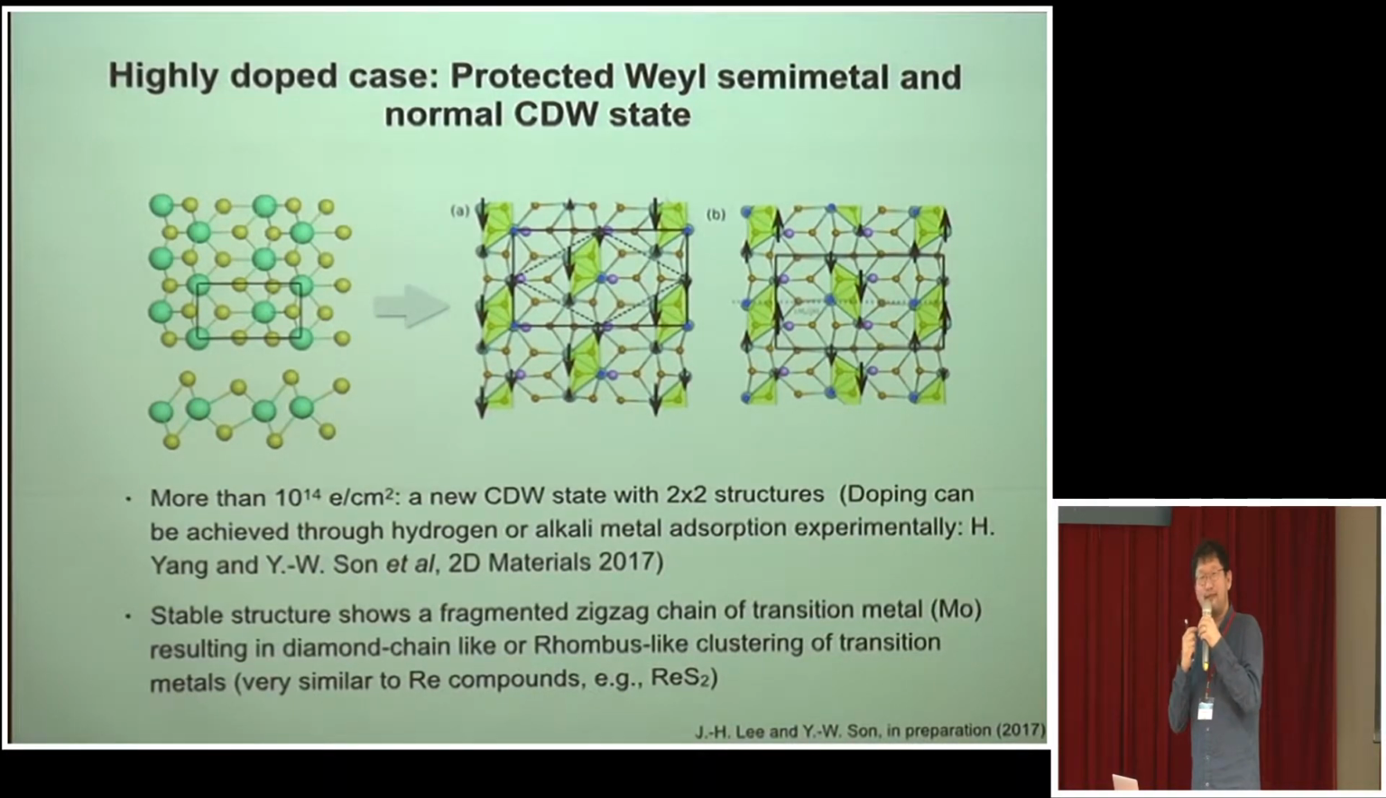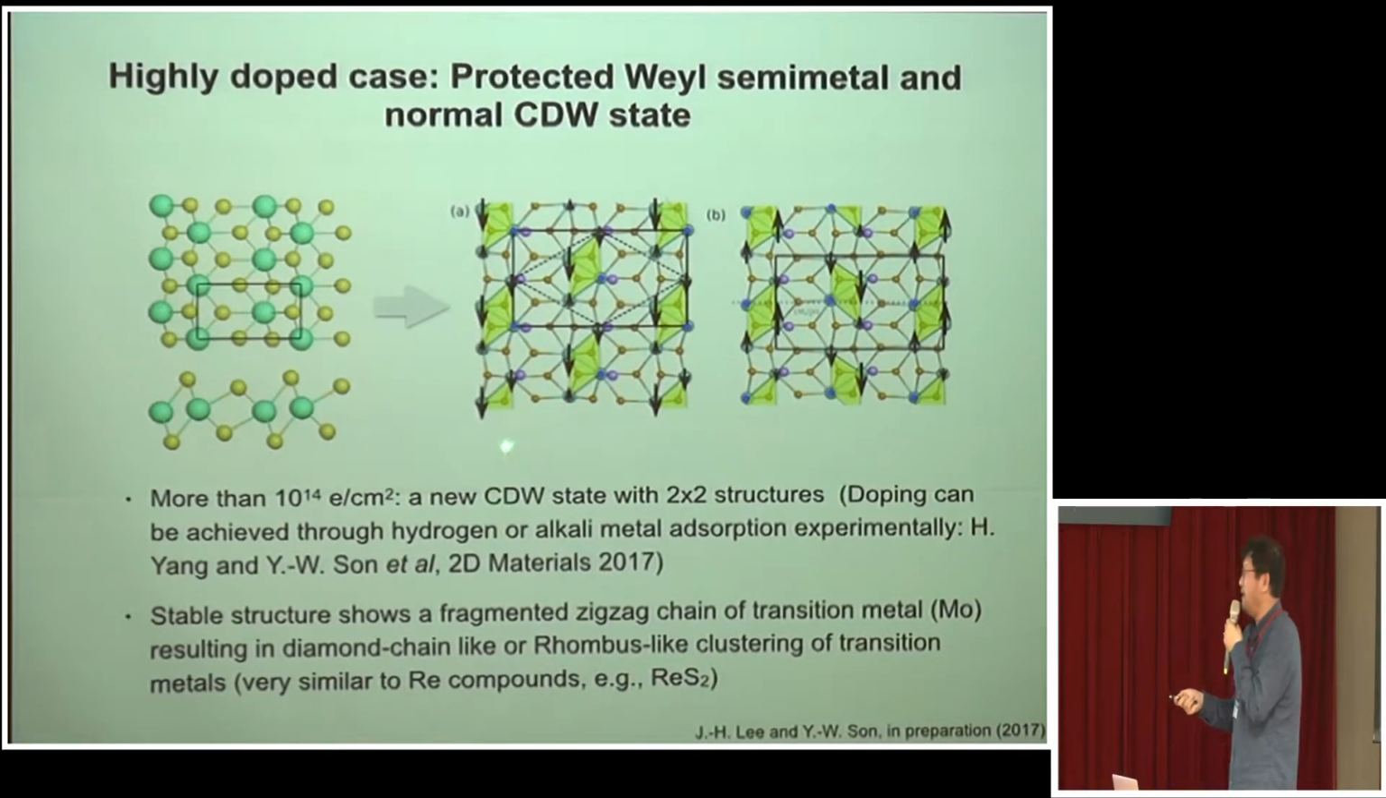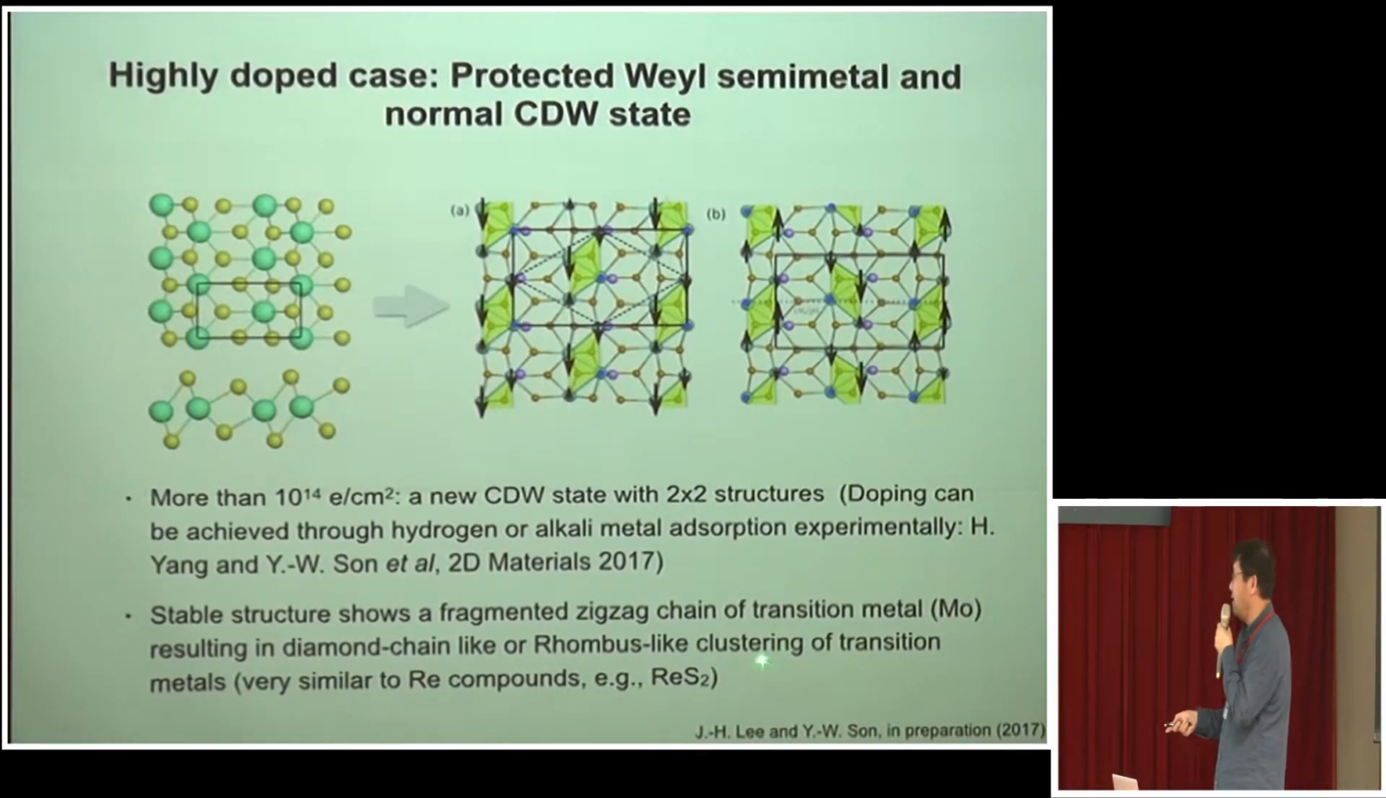can actually be obtained experimentally easily. You put lithium or hydrogen on top of the crystal structure. The hydrogen or lithium ion can be more or less completely ionized, donating the electron to the system. Then with full coverage of the ion on top, you can have a new CDW state that has this kind of diamond-like or rhombus-like clustering. It's essentially the same as rhenium disulfide.